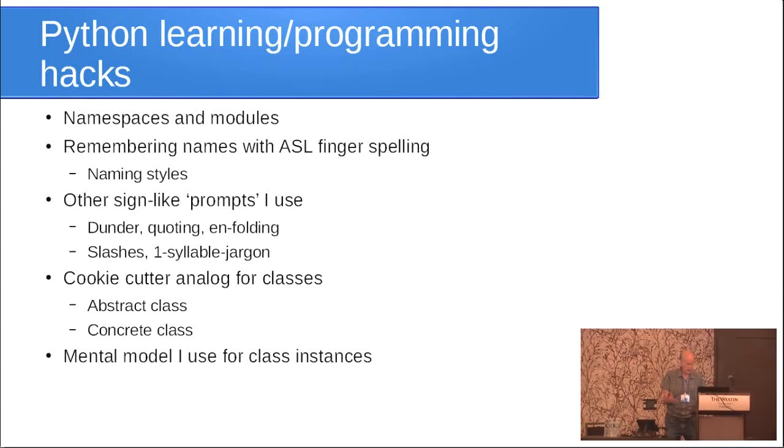So the hacks: namespaces, modules. The way I think of modules, I think of cookie trays. So your cookie tray is your namespace. It's in the file. All the names are printed out on blocks that are in that tray. It's only when you're in that tray that you can see those names. When you import a tray, it's like you put a portal in another file that you can look through and look at those names from above.